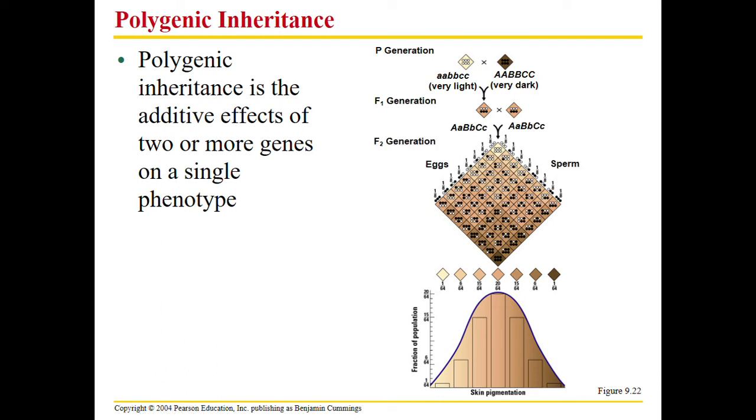Then we have polygenic inheritance, which, on the other hand, is multiple genes affecting one characteristic. For example, skin color. There's a very wide range of pigmentation levels, the amount of melanin your skin makes, from very light to dark, and that's based on several genes together.